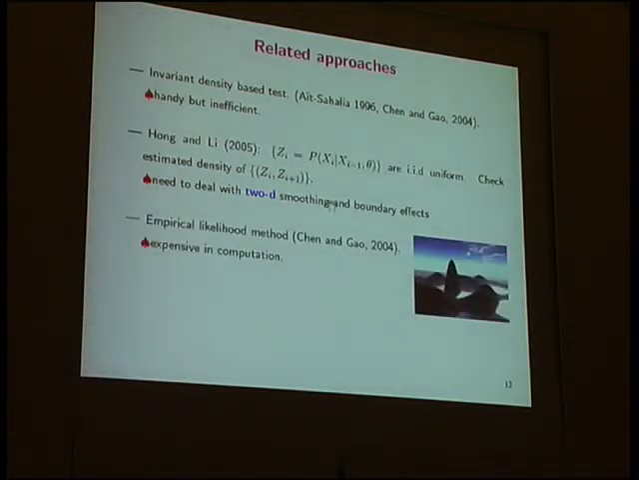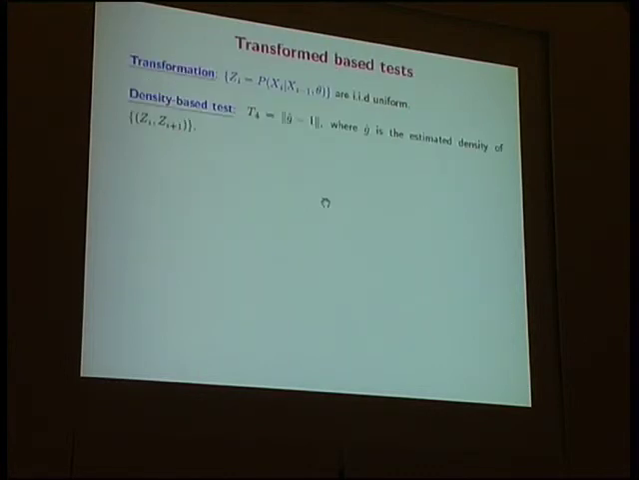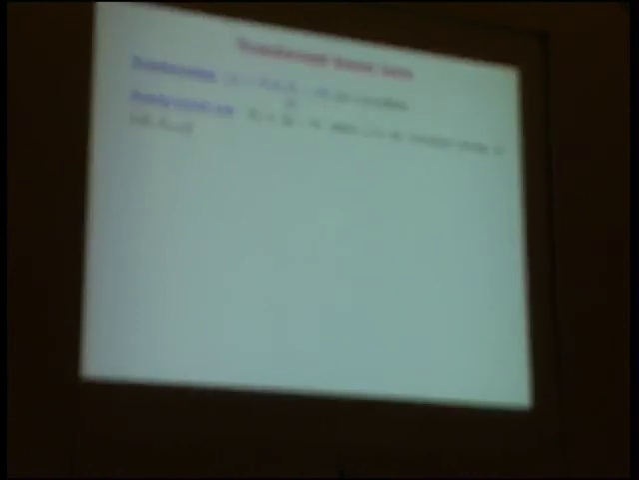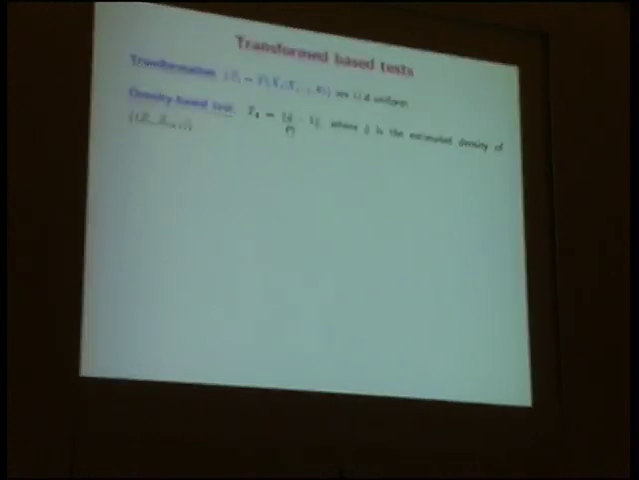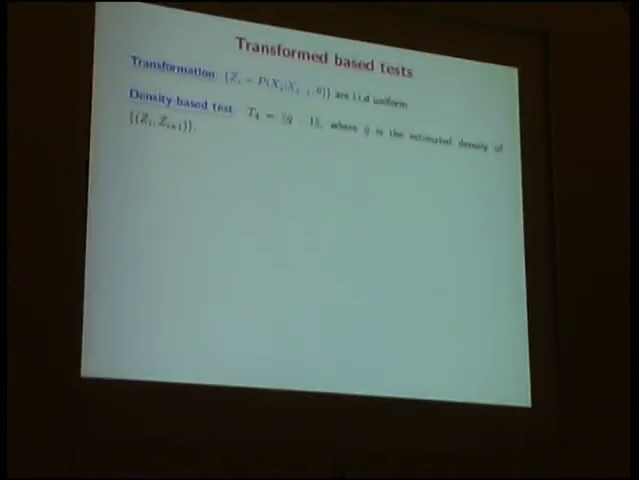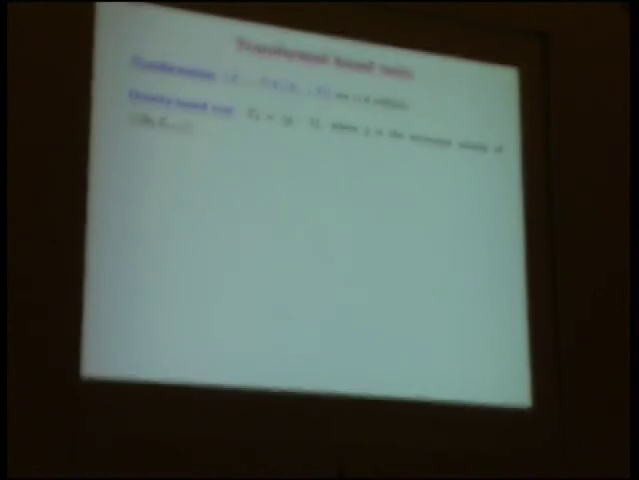Okay, and there are empirical likelihood methods that I'm not going to talk about here since I'm not presenting them. So let me say a few words about the Rosenblatt transform. If I do bivariate, I will have a bivariate test statistic, an estimate of my uniform density, subtract 1, and put an L2 norm on it. That's what Hong and Li did based on bivariate.